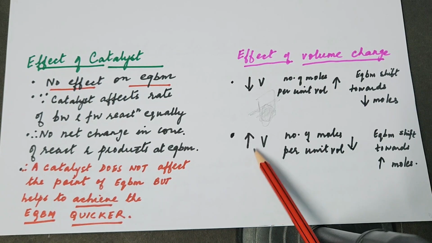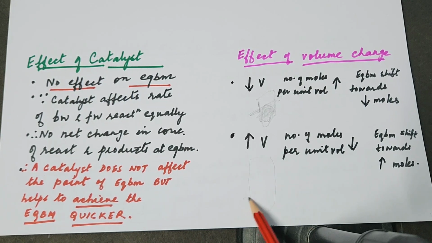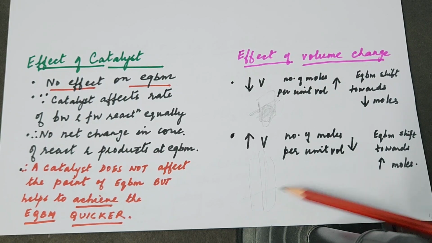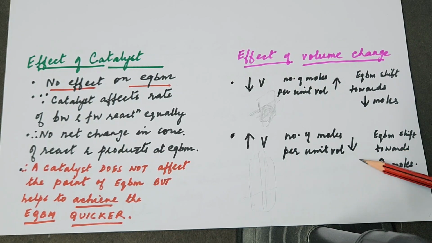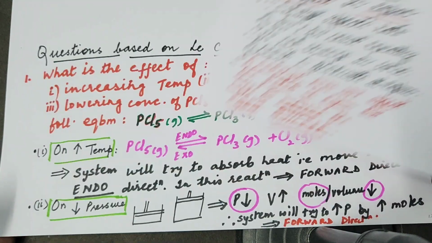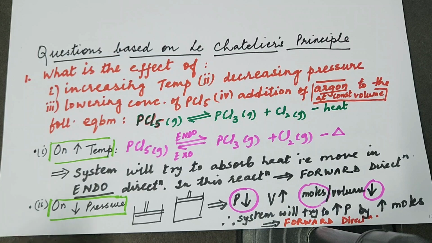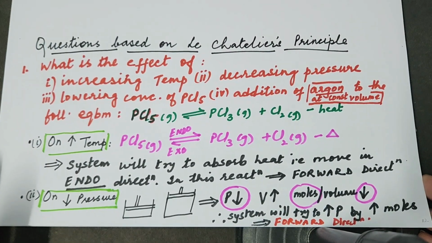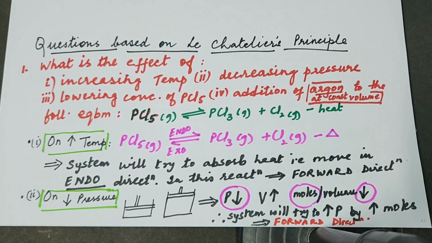Let's increase the volume of the system. So if from here the volume becomes this much more, that means the number of moles per unit volume is decreasing. The system will try to undo that change. What is that undo? Decrease in moles, so it will shift equilibrium in the direction which increases the moles. That again, forward or backward, will depend on the nature of your reaction.